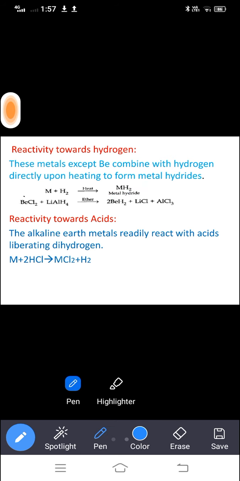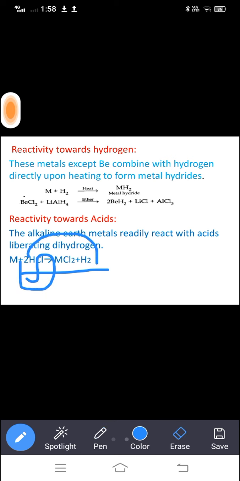Reaction towards acid. This we discussed in the lower classes. Alkali metals or alkaline earth metals, when they react with acid, will form salt. Like this you can write M plus HCl giving MCl and the remaining thing H2, with the liberation of hydrogen gas.